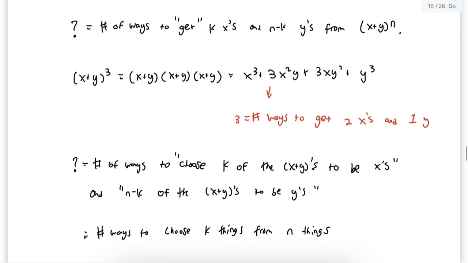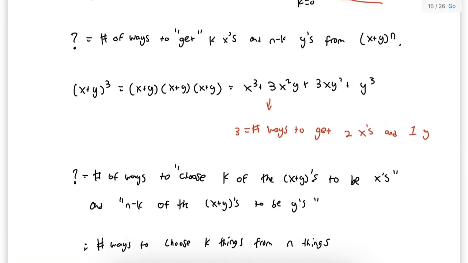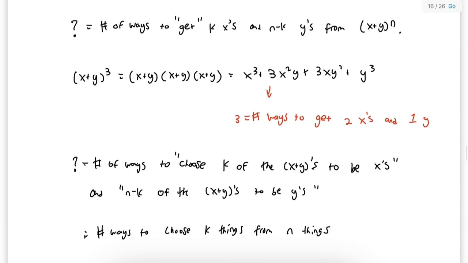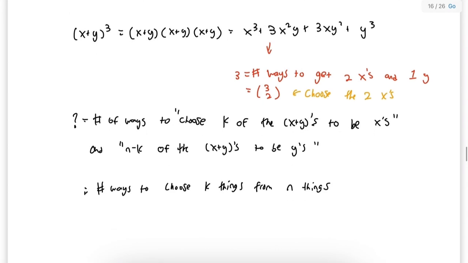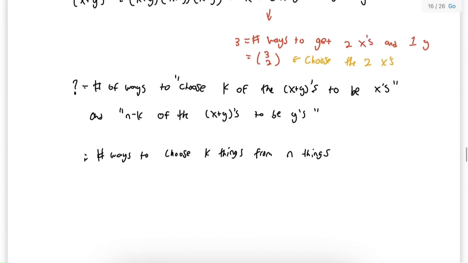So maybe in this example, again, I can kind of go through this. 3 is the number of ways to get 2 x's and 1 y. This is really 3 choose 2, right? You're choosing the 2 x's. Let's choose the 2 x's. And again, the 1 y here you don't really have to worry about because once you choose the x's, the y's are just whatever's left over. Okay? But of course, what is the number of ways to choose k things from n things? This is just n choose k.